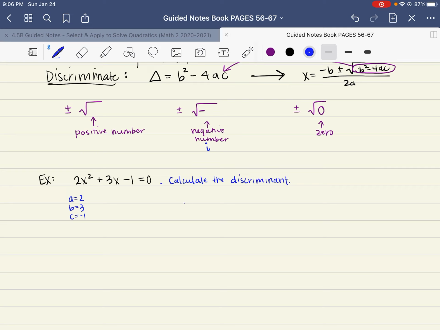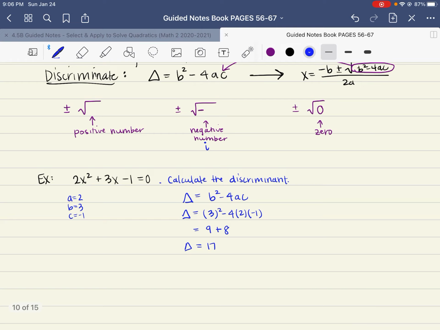So if I want to calculate the discriminant, I'm going to write this right here. Anytime I'm asked to do that, I'm going to say the discriminant is equal to b squared minus 4 times a times c. So the discriminant here is going to be equal to my b value, which is 3 squared, minus 4 times the a, which is 2, times the c, which is negative 1. So here we have 9 minus, I have 4 times 2 is 8, times a negative 1 is a positive 8. So in this case, our discriminant is equal to 17.